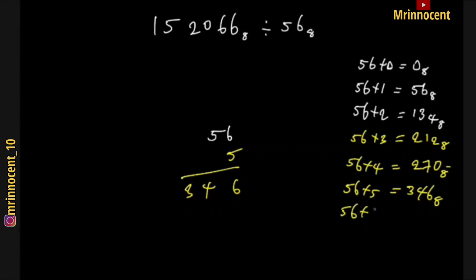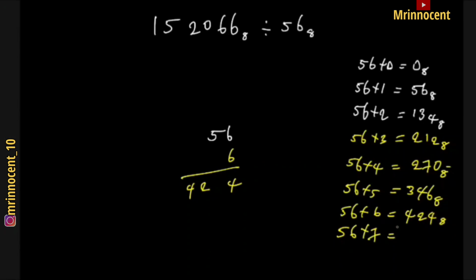56 times 6 is equal to: 6 times 6 is 36. 36 in base 8 is 4, remainder 4. 6 times 5 is 30 plus 4 is 34. 34 in base 8 is 4, remainder 2. We have 4, 2, 4 in base 8.